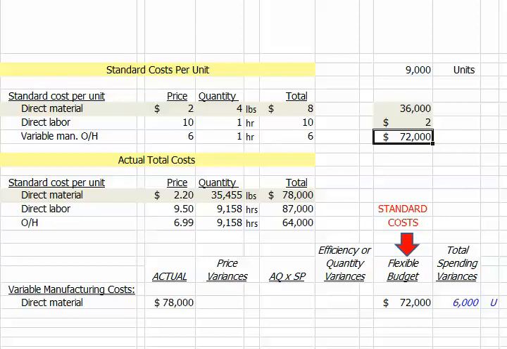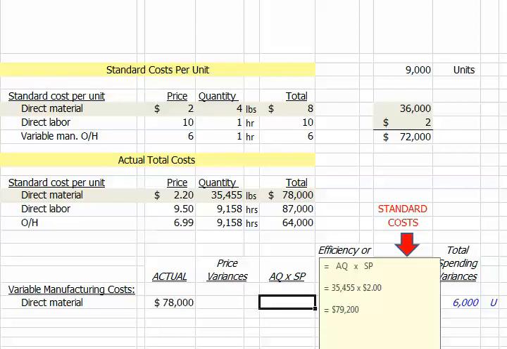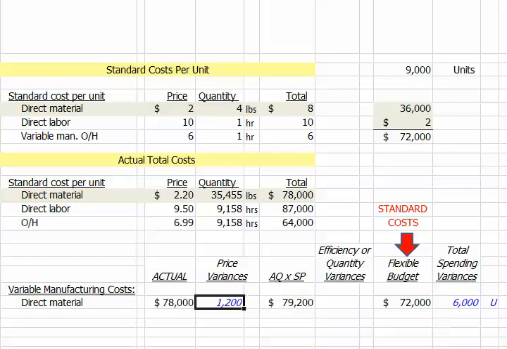So now let's go ahead and calculate our center column, which again was our actual quantity times our standard price. And we see that center column is $79,200. We can now calculate our price variance. Our price variance is the difference between our actual and our center column. So we have a price variance of $1,200. It will be an unfavorable variance because notice the actual price we paid of $2.20 per pound is more than the standard price of $2 per pound.